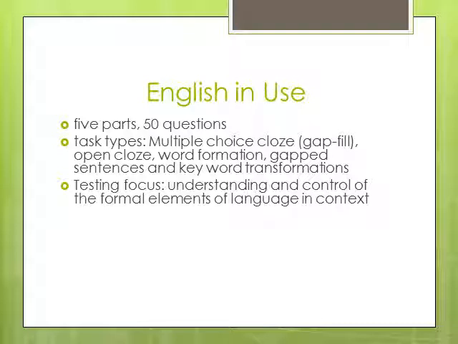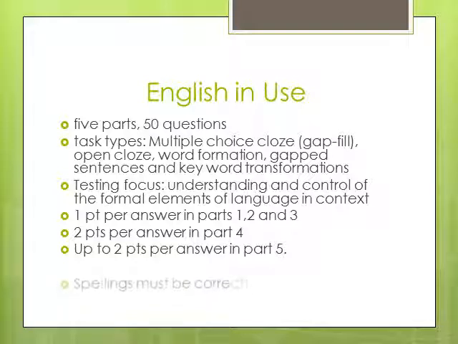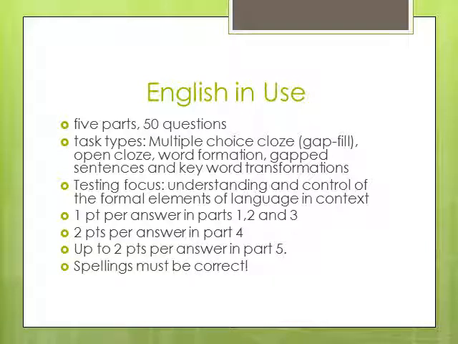And in terms of points, you get 1 point per answer in parts 1, 2 and 3, 2 points per answer in part 4 and up to 2 points per answer in part 5. And spellings must be correct. In fact, spelling isn't such a big issue in the writing paper, but in the English in use is expected.